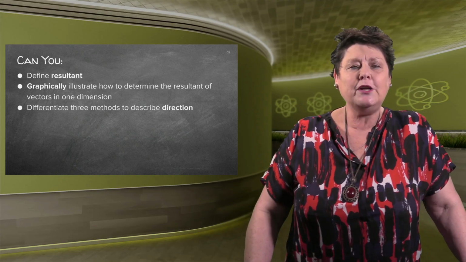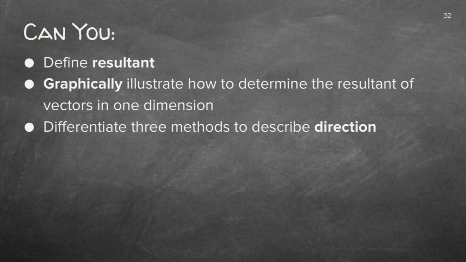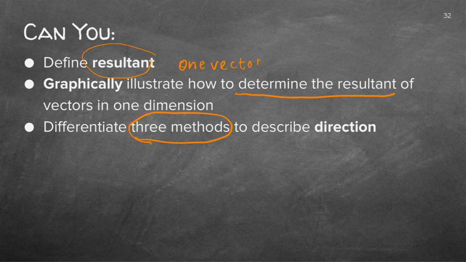So, what did we do in this lesson? We defined the resultant as the one vector representing all the others. We graphically illustrated how to determine the resultant, and we actually defined 3 methods to find the direction. And you can go back and say, I can work from the x-axis or from the y-axis, but this is actually the way we work in physics.